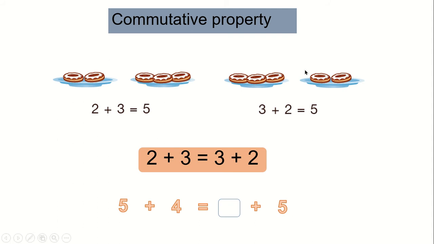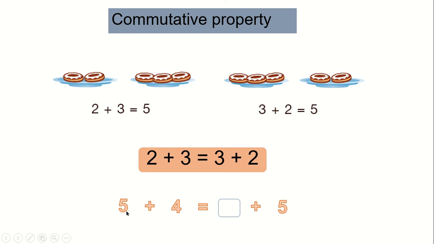donuts. But if we change the position, we bring 3 this side and we bring 2 this side, like you can see here, still we will get 5. So 3 plus 2 equals 5. So actually this means that 2 plus 3 is the same as 3 plus 2. So when we do addition and we change position of numbers, the sum remains the same. In other words, the answer remains the same.